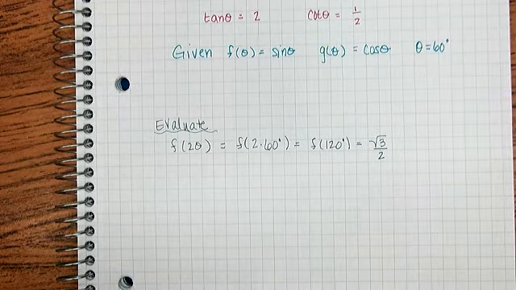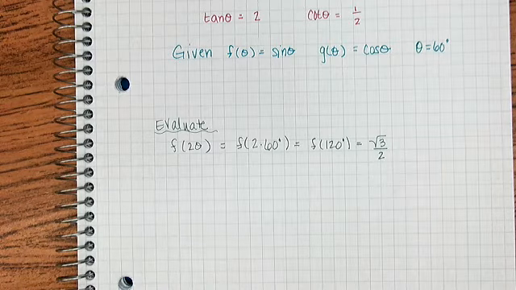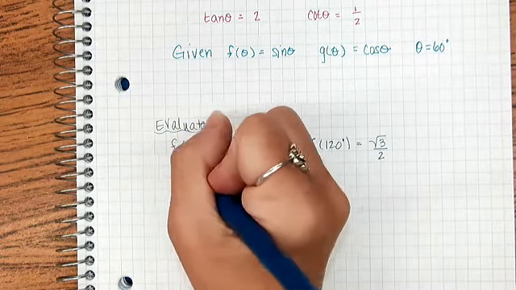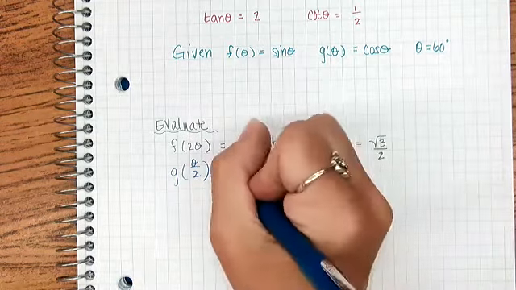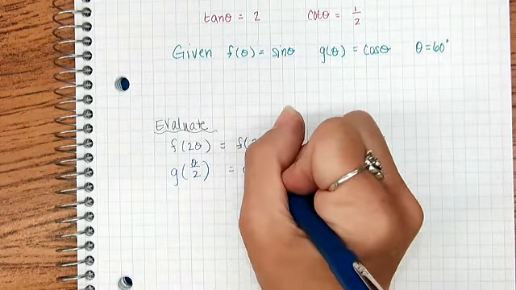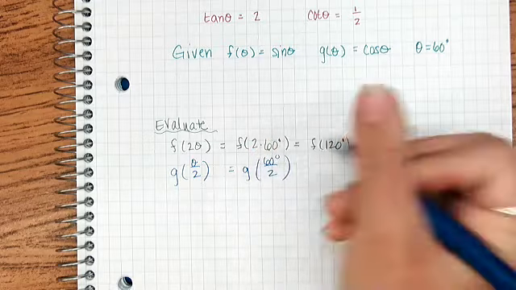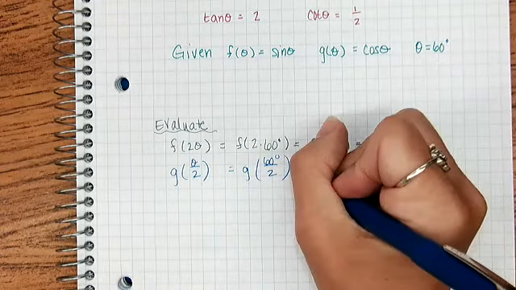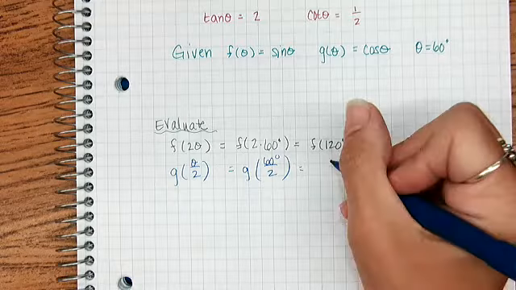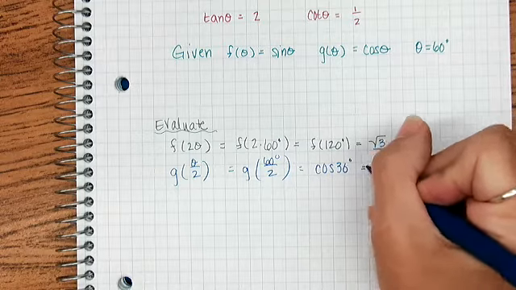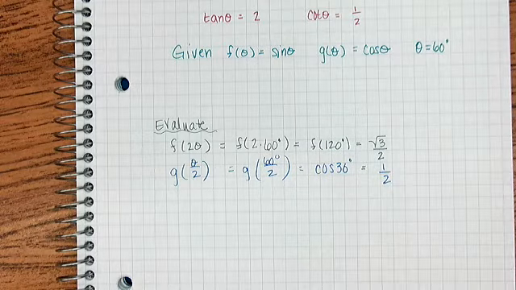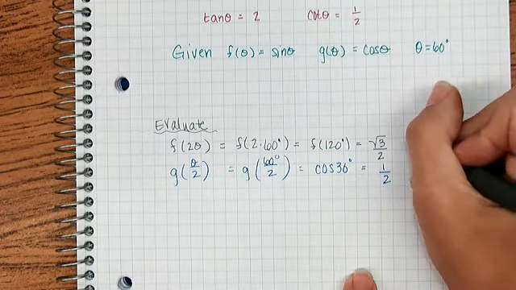Okay, what about the g of theta over 2? Okay, so this is just the g of 60 degrees over 2, 60 degrees because that's what I gave you. So this ends up being g's cosine. This ends up being the cosine of 30 degrees, which is 1/2. Let me go back. F was sine, so this is the sine of 120.